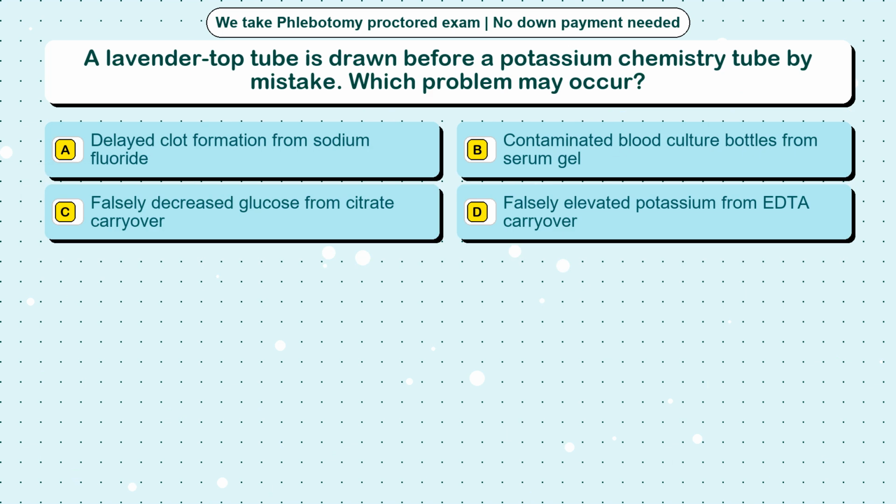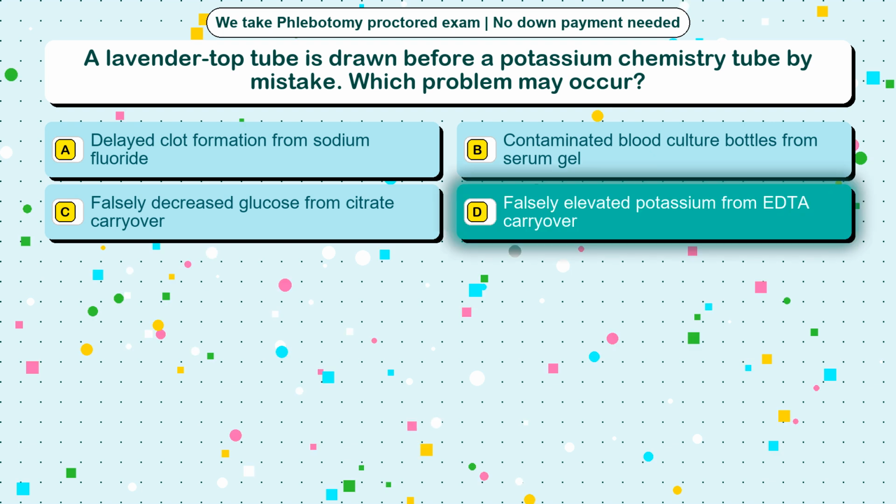Question 76. A lavender top tube is drawn before a potassium chemistry tube by mistake. Which problem may occur? Option A. Delayed clot formation from sodium fluoride. Option B. Contaminated blood culture bottles from serum gel. Option C. Falsely decreased glucose from citrate carryover. Option D. Falsely elevated potassium from EDTA carryover.